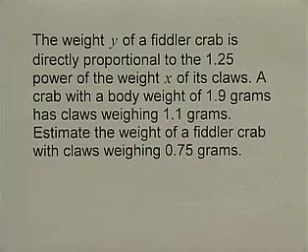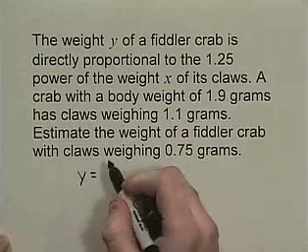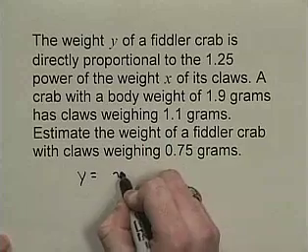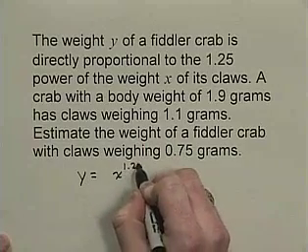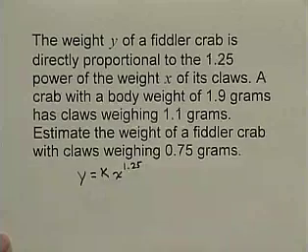So let's try another application problem. The weight y of a fiddler crab is directly proportional to the 1.25 power of the weight x of its claws. A crab with a body weight of 1.9 grams has claws weighing 1.1 grams. Estimate the weight of a fiddler crab with claws weighing 0.75 grams. All right, to do this, we need to say that weight y is proportionally related to the weight of its claws to the 1.25 power by some constant k.